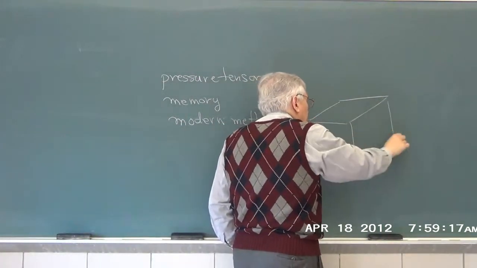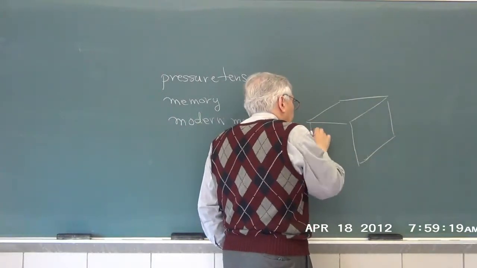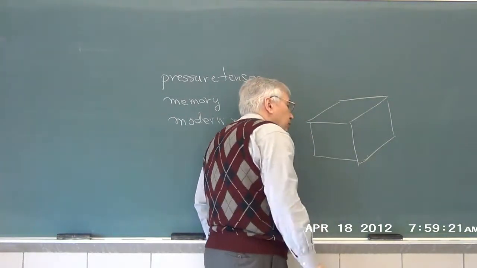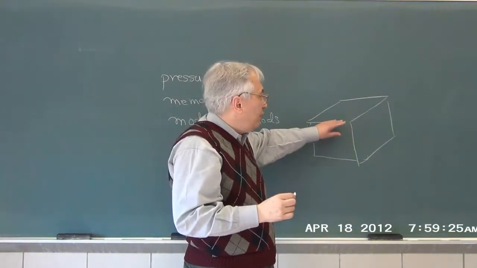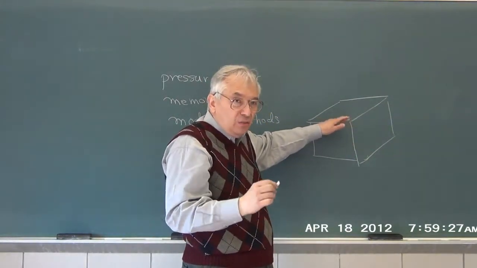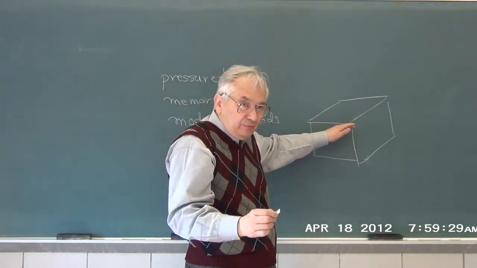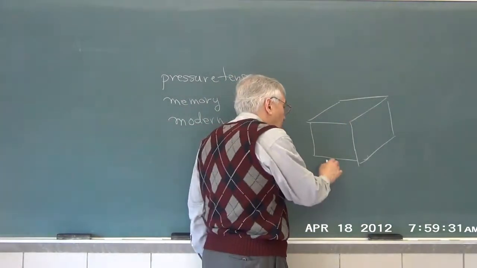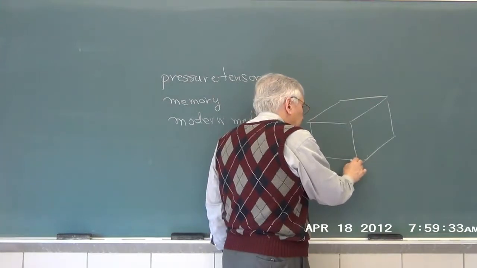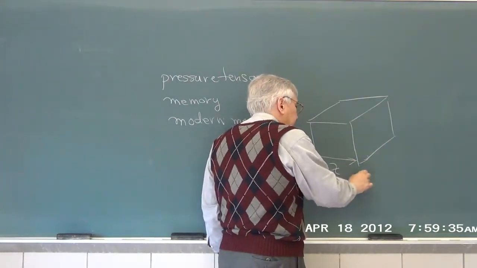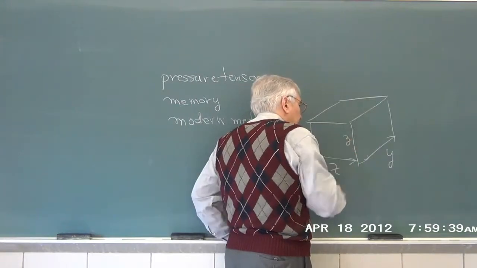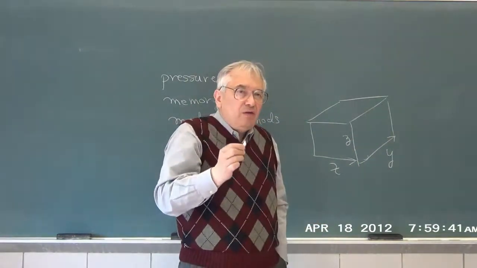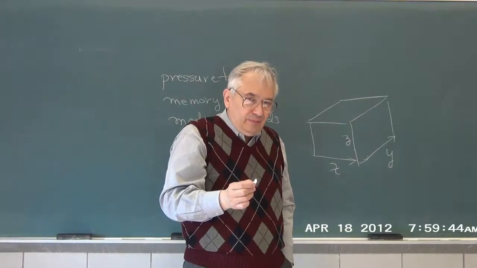So we imagine we have here a small cube of fluid. It does not have to be a cube. I can make one of the thicknesses extremely small relative to the other two. And we have coordinate axes. So here is x, and here is y, and here is z.